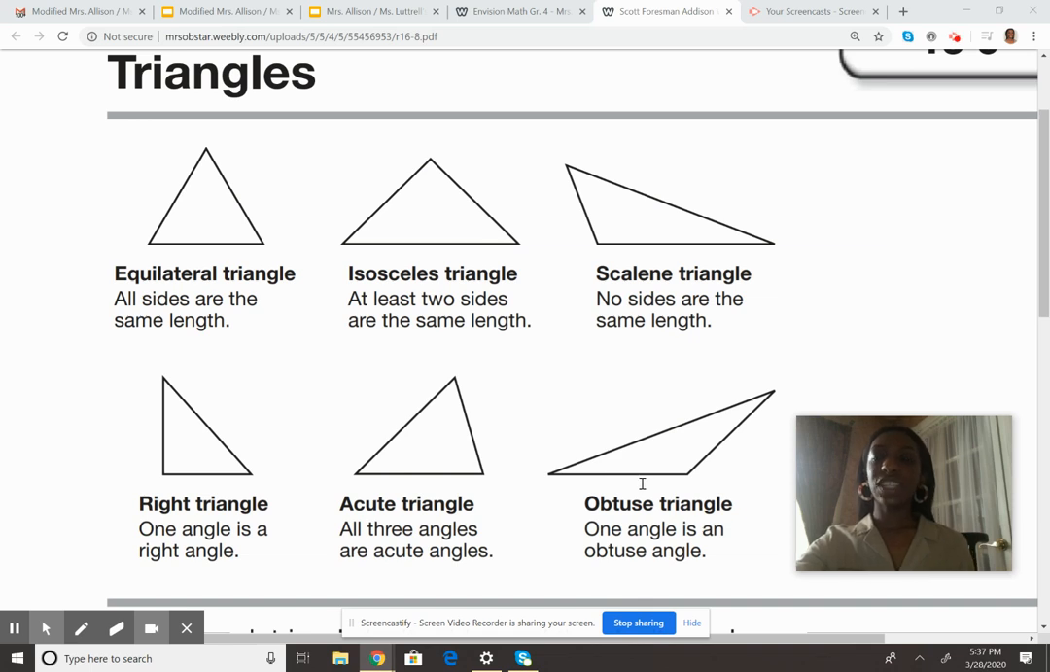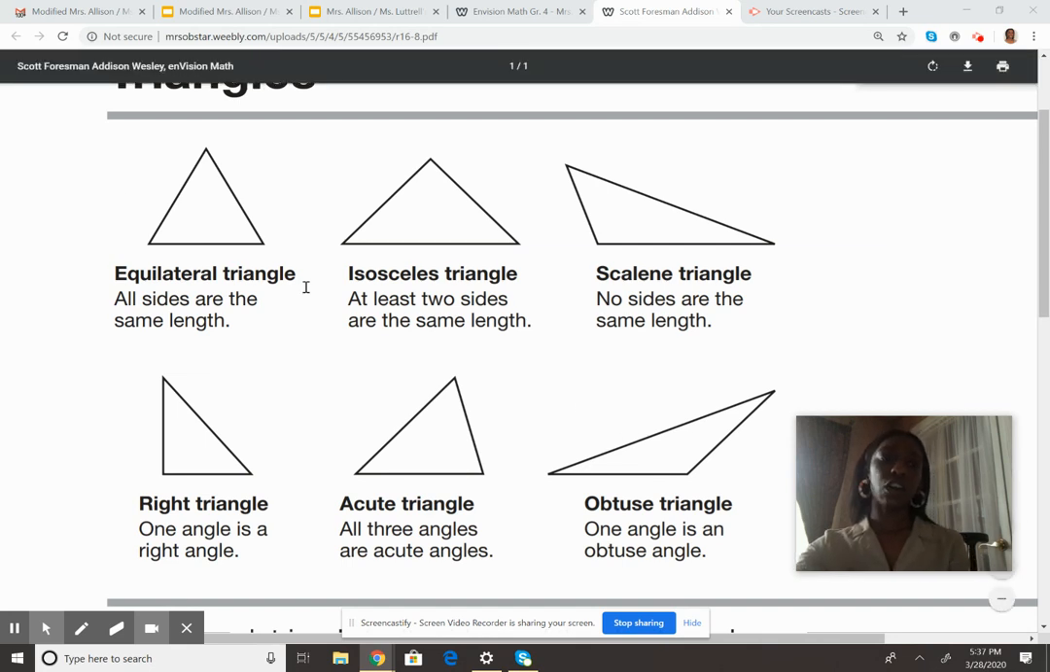Hi, so we are going to go over triangles. We know that a triangle has three sides, but what about those sides? And also, what about those angles? So we are going to go over how to classify triangles by their sides and by their angles.